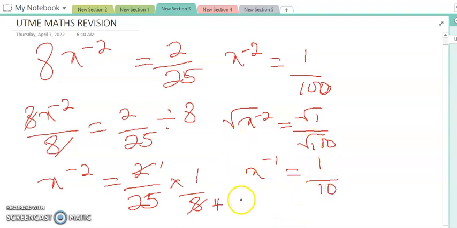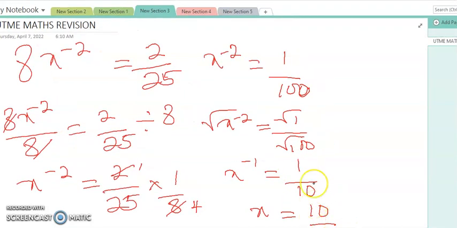So what will be x? x will just be the reciprocal of this. That will give me 10. Final answer to this question is 10.